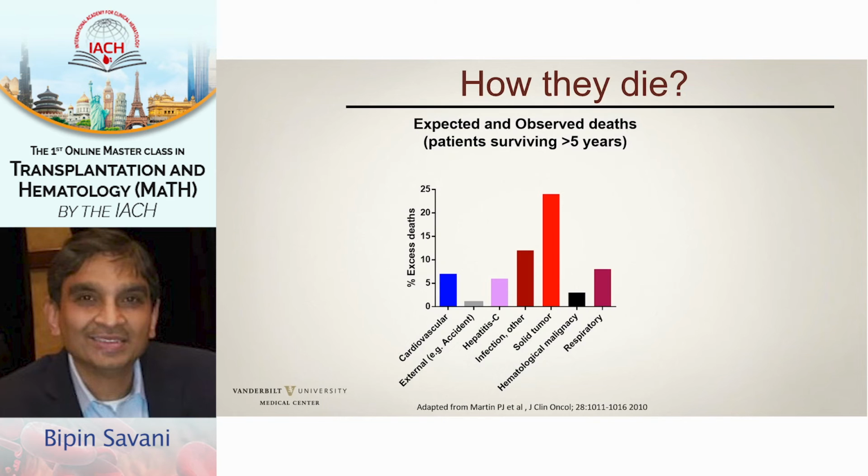And nowadays we all give different names: subsequent neoplasm, subsequent malignancy. The second most common cause of death in long-term survivors is still infection, which I think is preventable, and we will discuss more soon. Other important causes are cardiovascular complications, metabolic complications, and pulmonary complications.